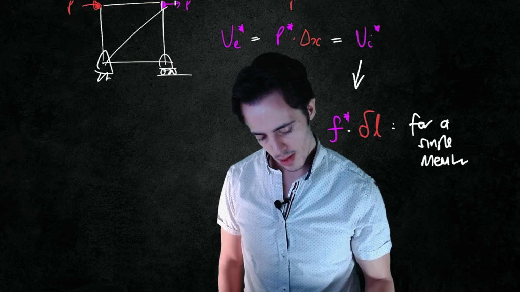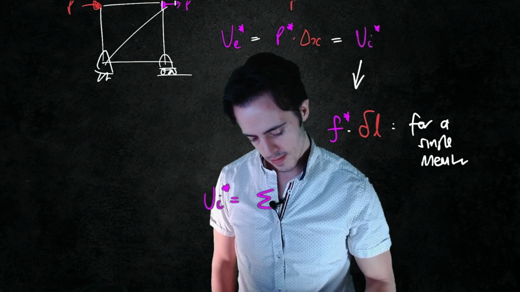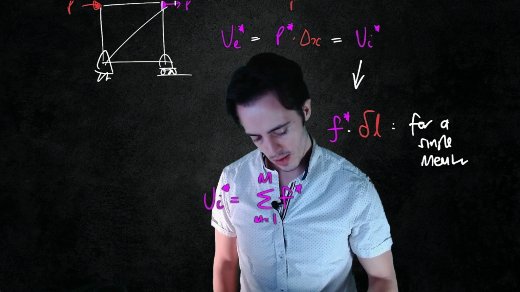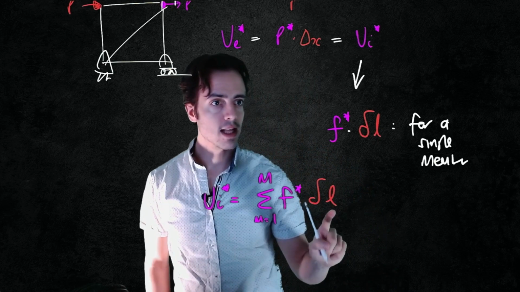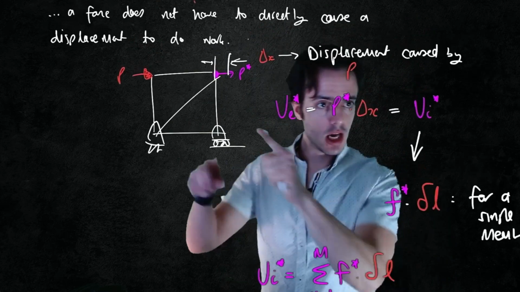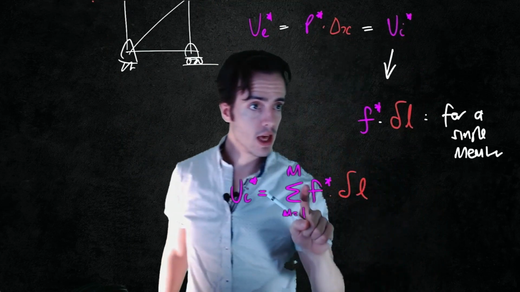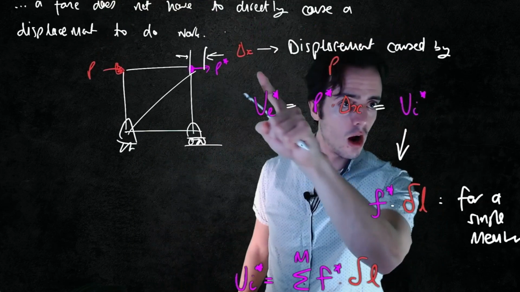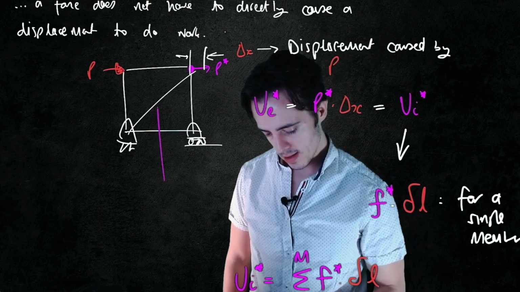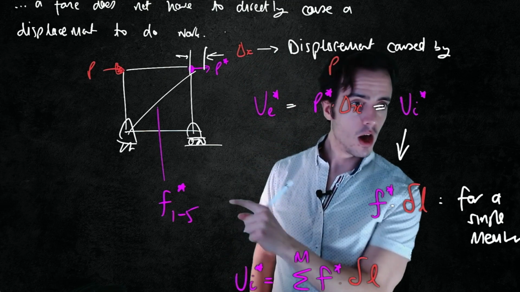So for the whole structure, we would have U_I star equal to the sum over m members of whatever the internal virtual force is multiplied by whatever the real extension is of this member. And again, remember, this extension is however much each one of these members changes due to this real load. These internal virtual forces are just how this virtual force propagates through the structure. So for each of these members, this would be 5 members, we'd have 5 internal virtual forces.